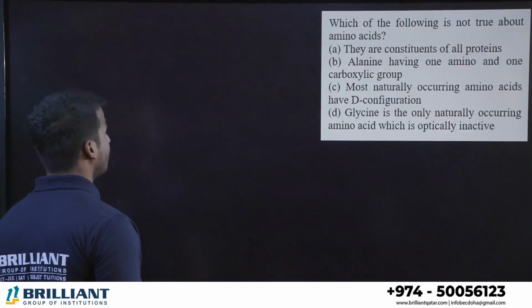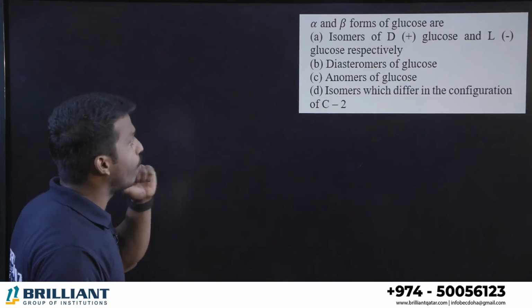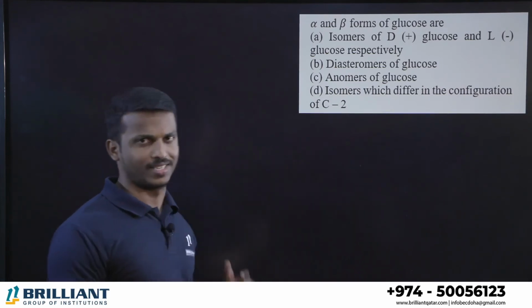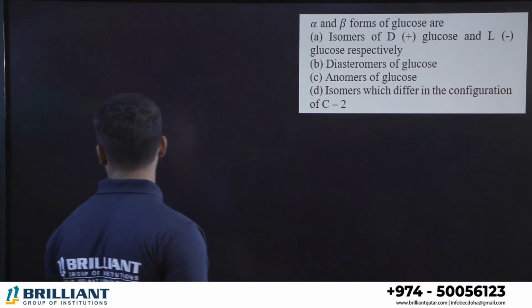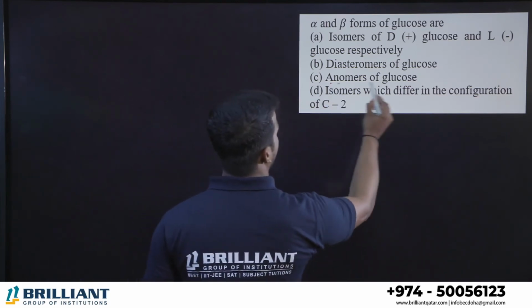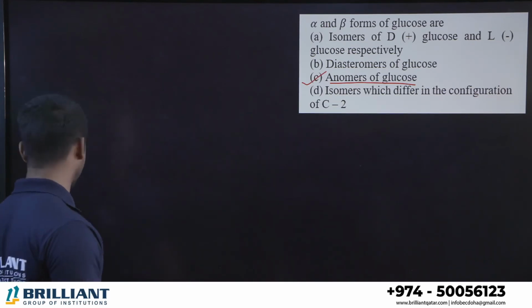Alright. Then we have the question. Alpha and beta form of glucose, just as we discussed, are called what? Anomers of glucose, right? Anomers of glucose. Option C is the correct answer.